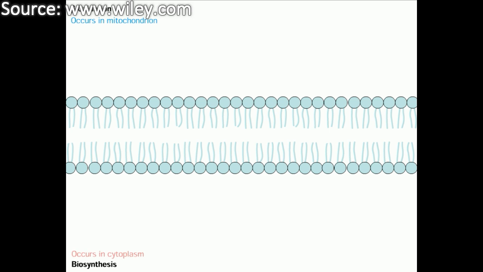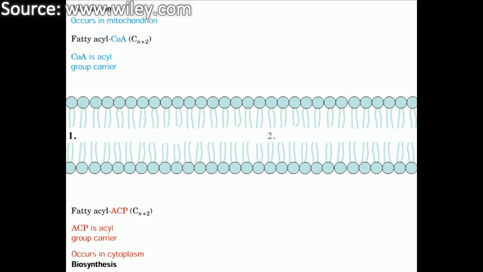The pathway of fatty acid synthesis differs from the fatty acid oxidation in 5 different ways. This permits both to be thermodynamically favorable and to be independently regulated under similar physiological conditions. Now, number 1, the fatty acid oxidation occurs in the mitochondria while the fatty acid biosynthesis occurs in the cytoplasm.